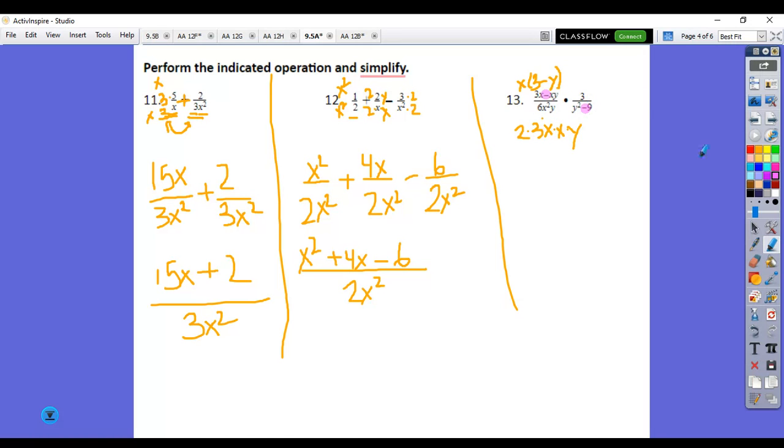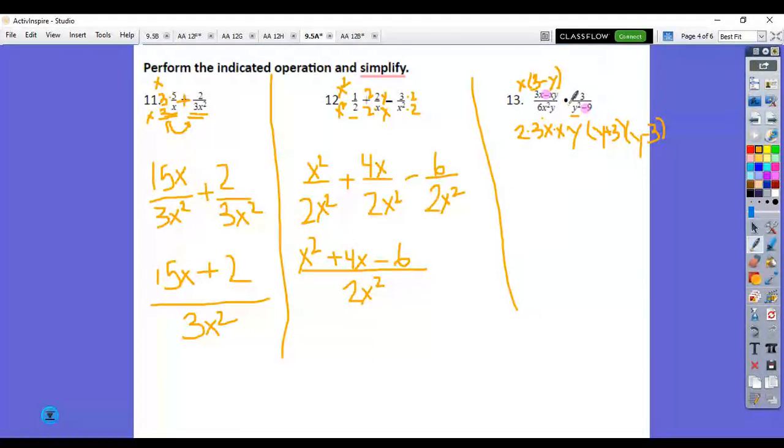Notice in this denominator, there is a minus. There's not a GCF, so I need 2 parentheses. All of this is just being multiplied. Break apart the y squared, y and y, plus 3, minus 3.